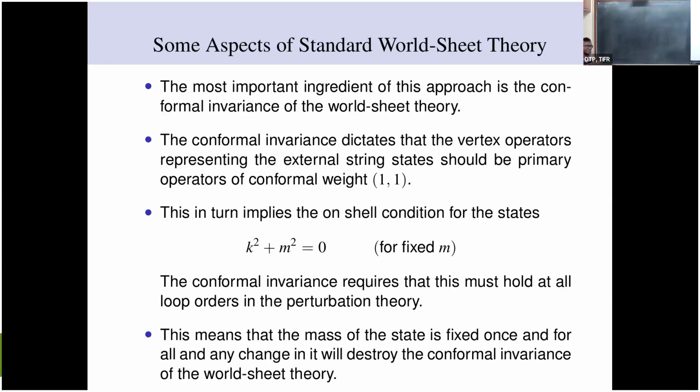There are also some modes coming from the ∂X. If you demand that the total conformal weight be (1,1), then you get this on-shell condition, where m is fixed. So conformal invariance requires that this on-shell condition must hold to all loop orders in perturbation theory. This means the mass of the state is fixed once and for all, and any change in it destroys the conformal invariance of the worldsheet theory.